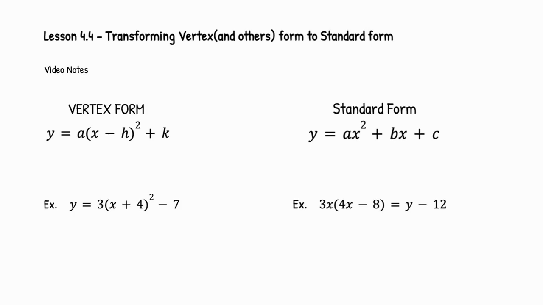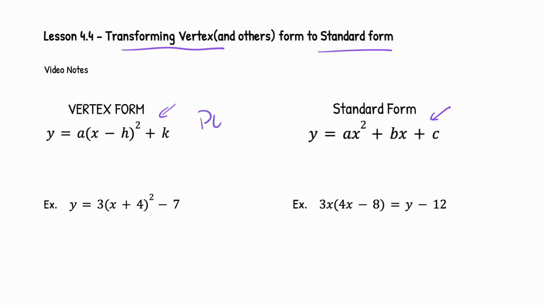So what we're going to do today is work on transforming from vertex form into standard form. You can see an example of each. Vertex form is right here. Standard form is right here. The one on the right, standard form, is what we normally see it written. So we just need to be able to go from one to the other. It's very simple to do.